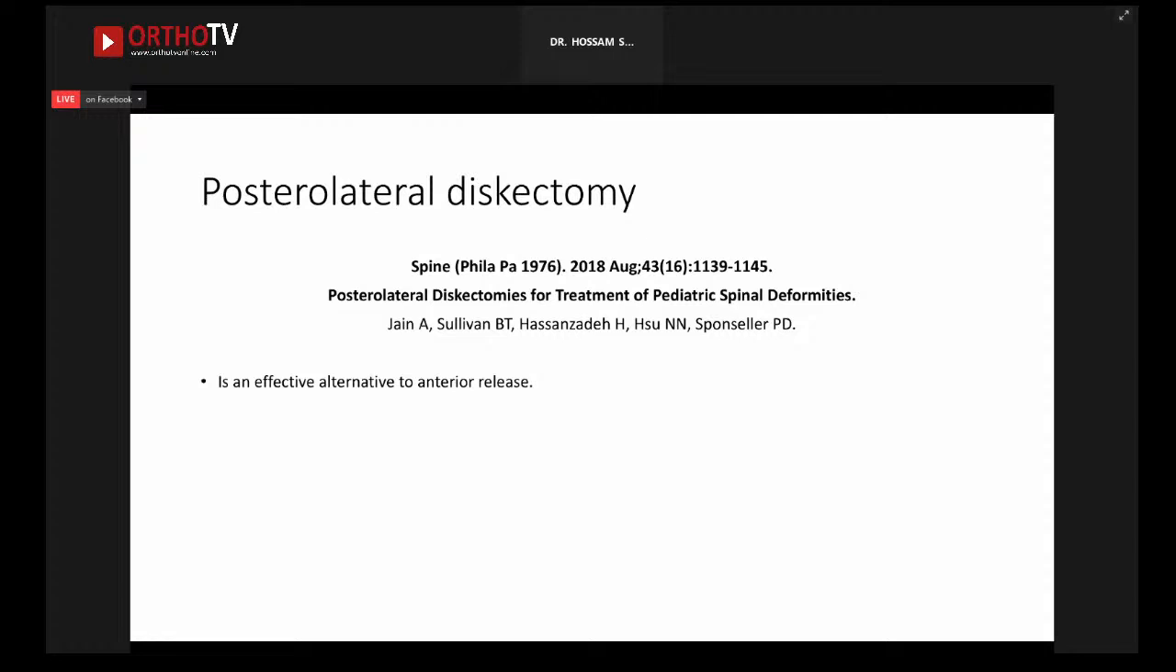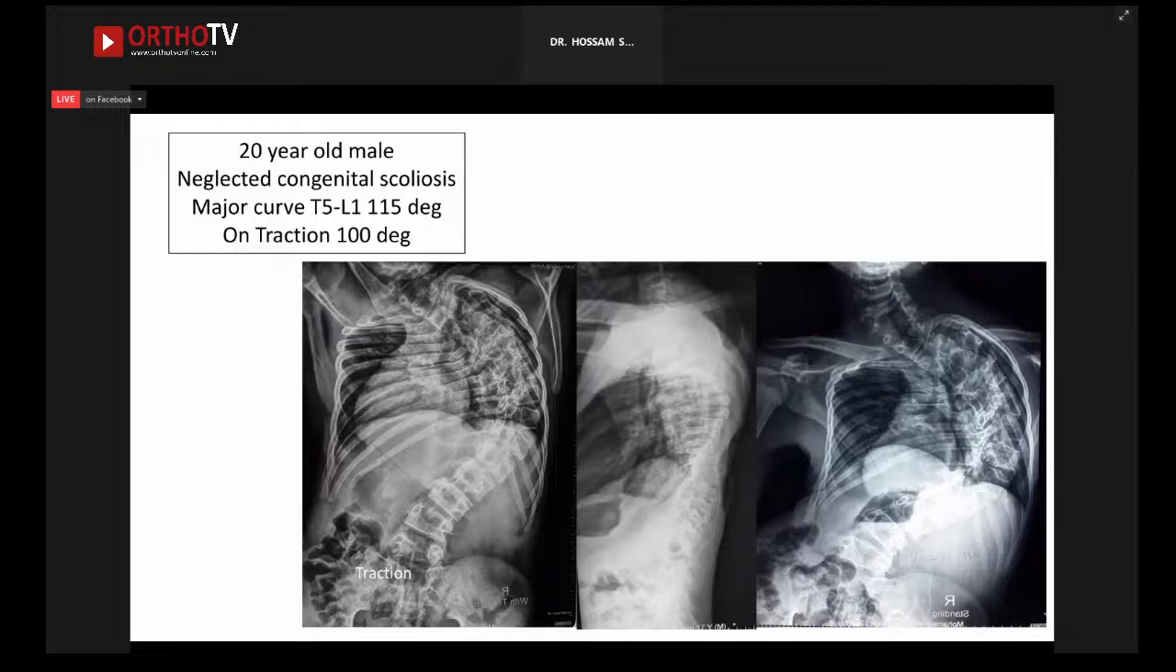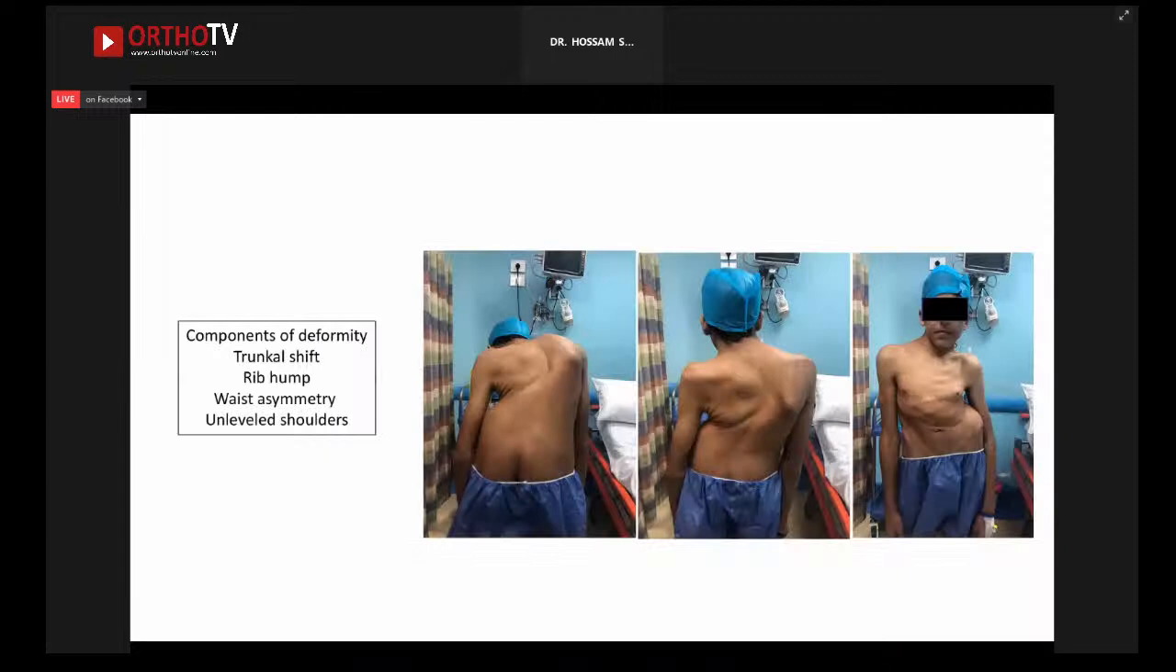This is an x-ray of a 20-year-old male who had neglected congenital scoliosis, major curve measuring 115 and on traction just going down to 100. You can look at the truncal shift, the rib hump and the waist asymmetry, and how bad the deformity is with truncal shift and all that.